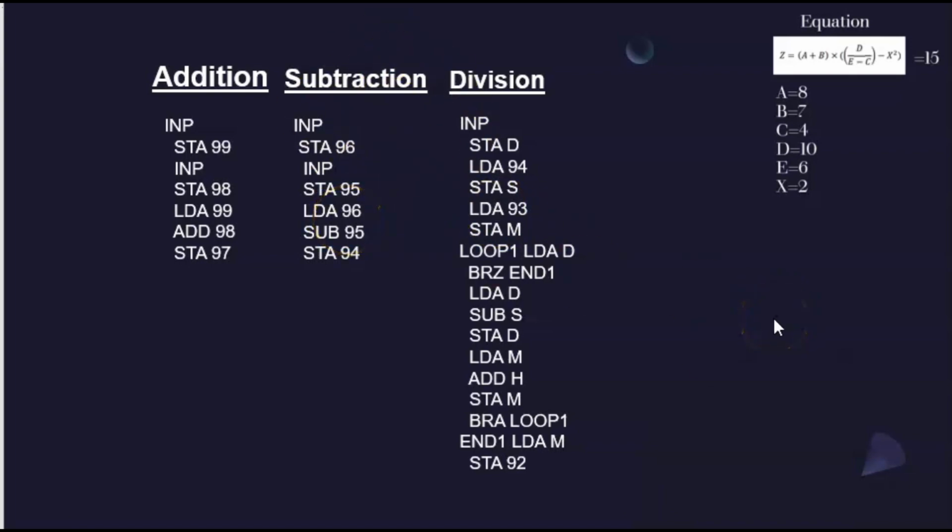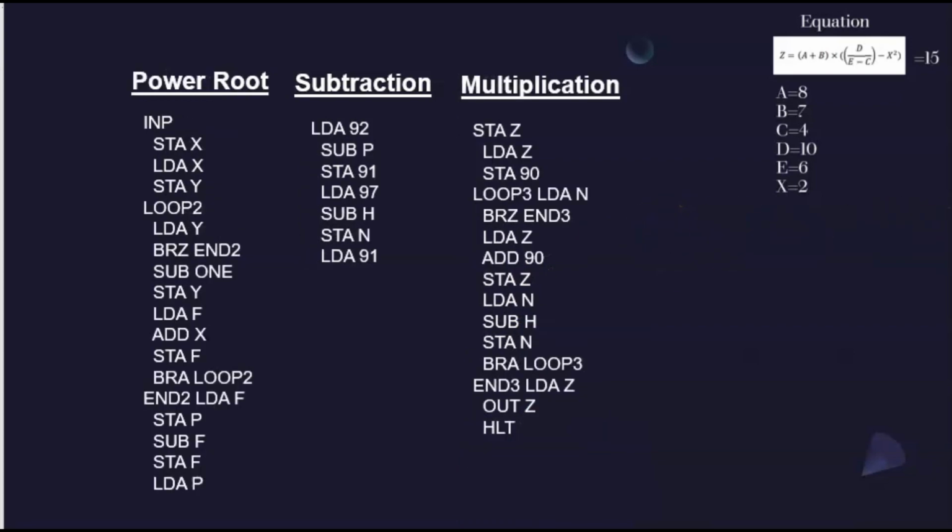Then we need to input the value D, which can be declared as the store D. Now we can divide the variable of D and the variable of value subtraction operation before. The answer will be stored at address 92. Then we go to the power of root, which is the x power, x square.